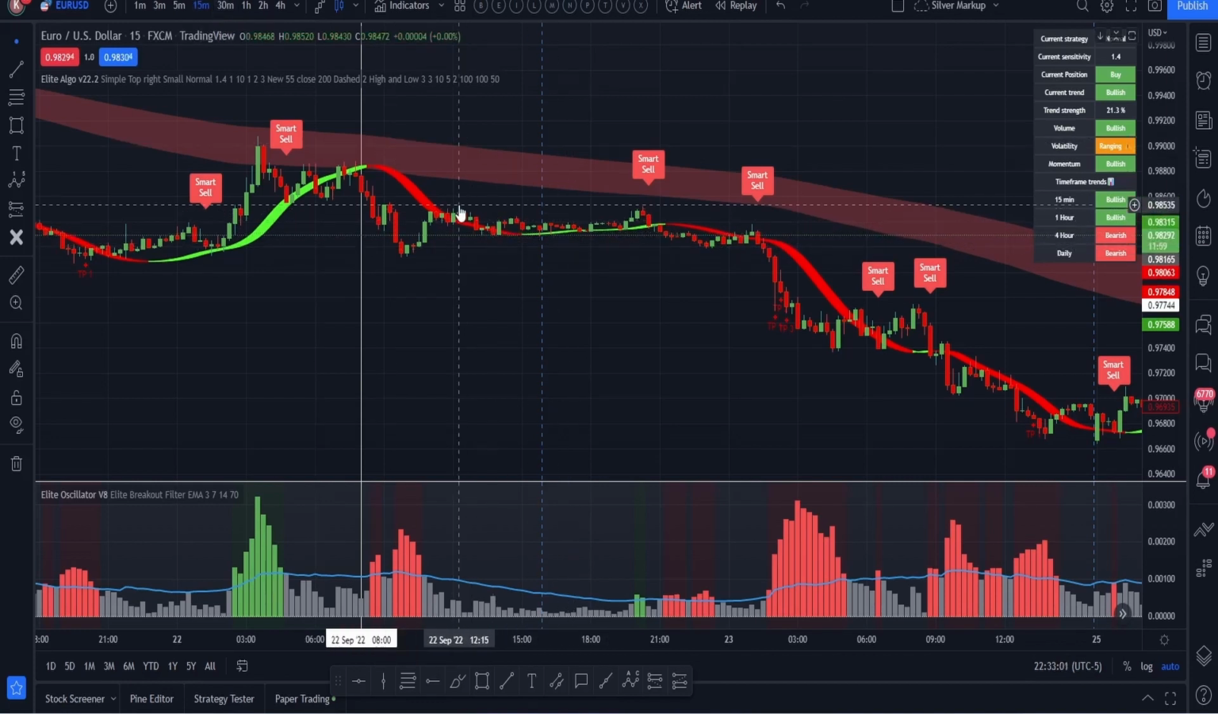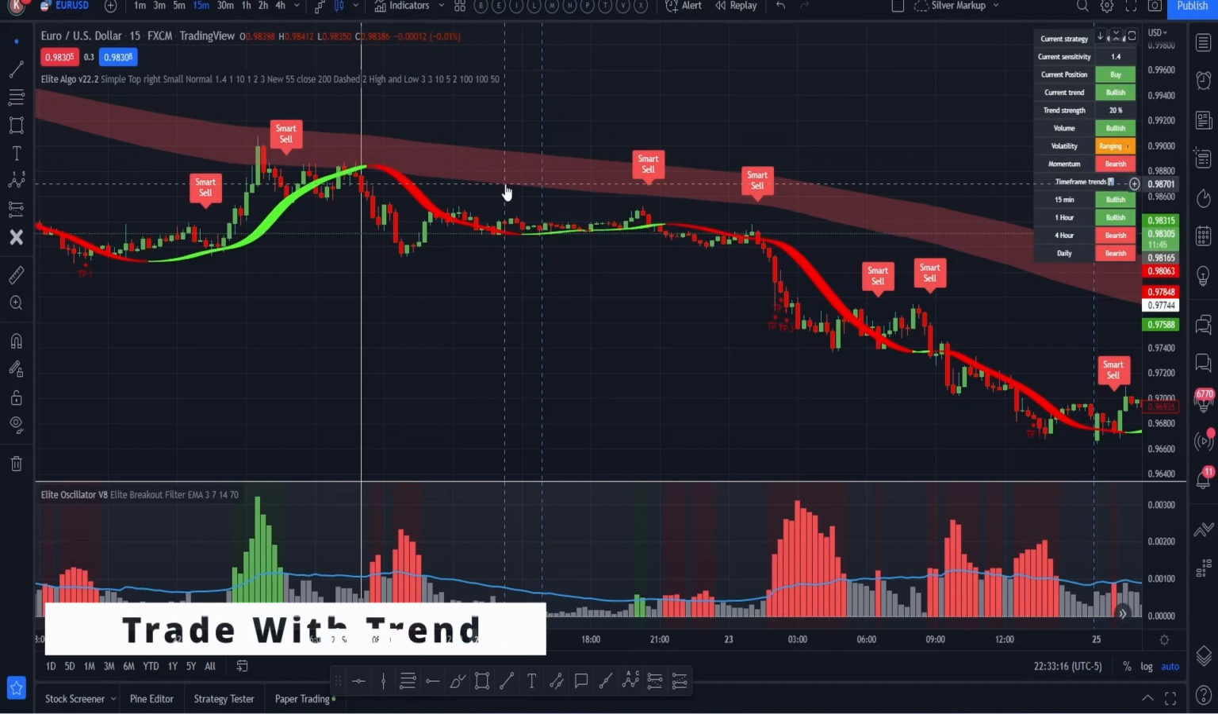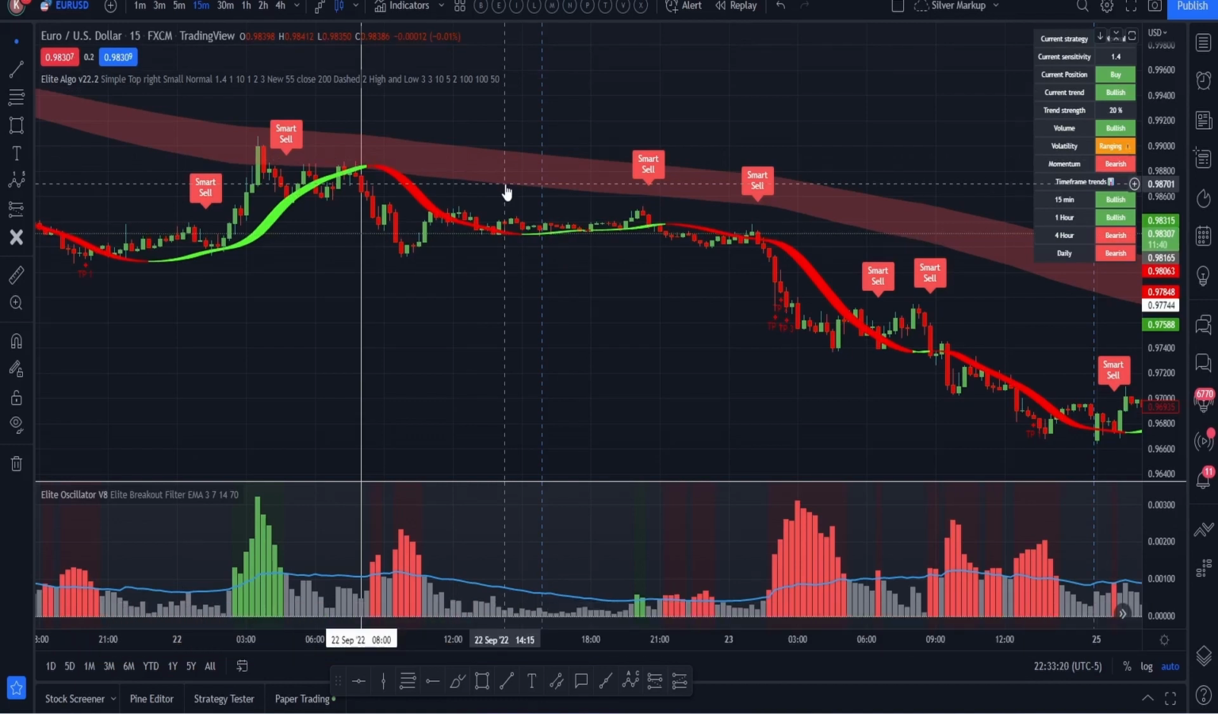The next thing you want to do, and this is getting into how the strategy works, is trade with the trend. Trading with the trend in this strategy is going to give you a better chance of getting in at the right time and in the right momentum of the market. The trend is going to help you get more accurate trades.